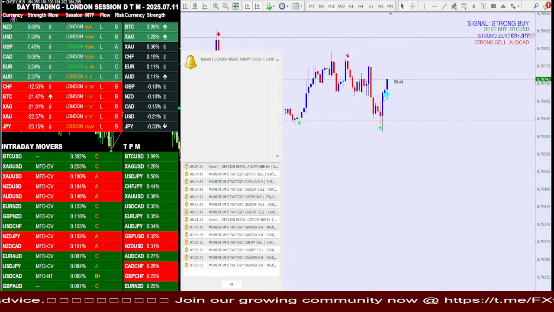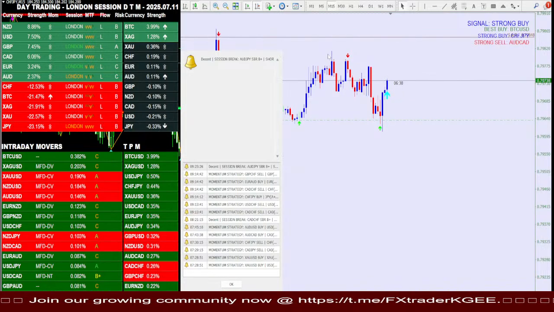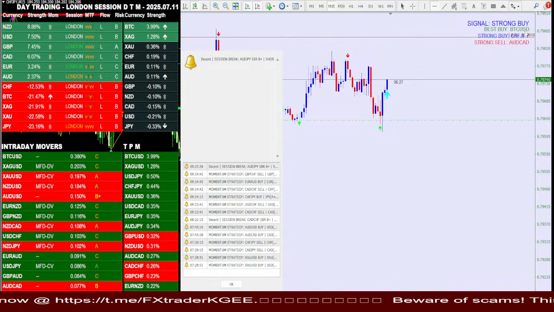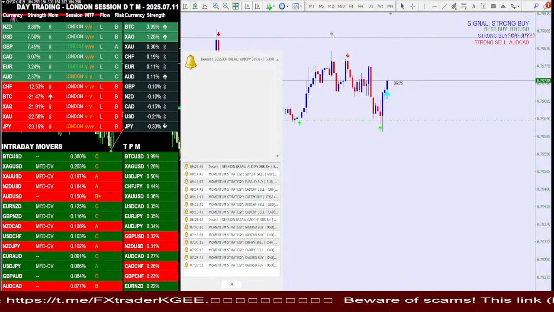Now look at it here. I've just drawn this. So if price breaks this, I'm still going to hold this. If it breaks this level here, like here, I think I should draw it properly. All right.